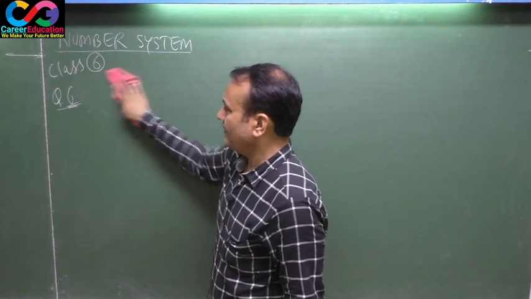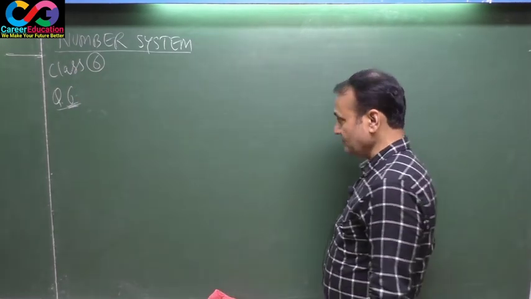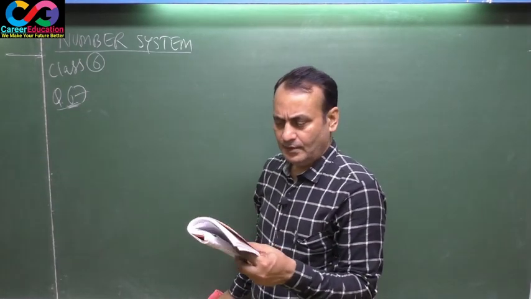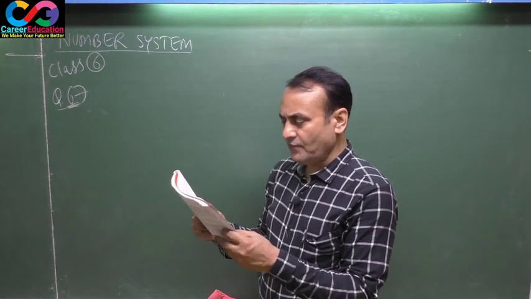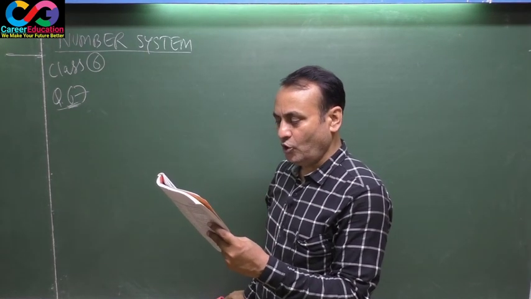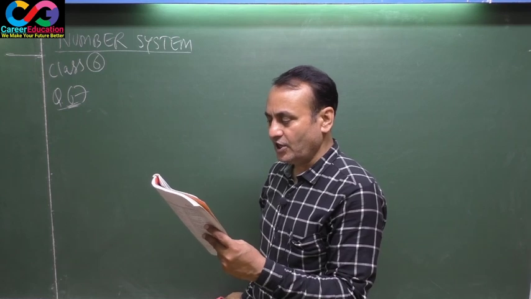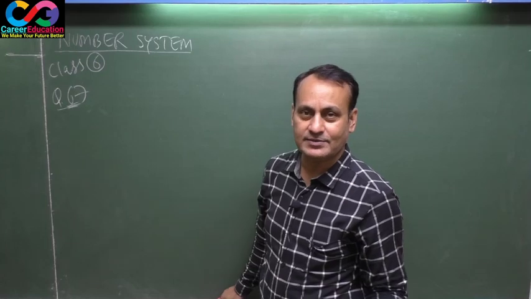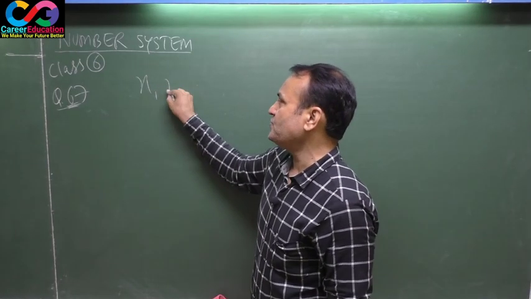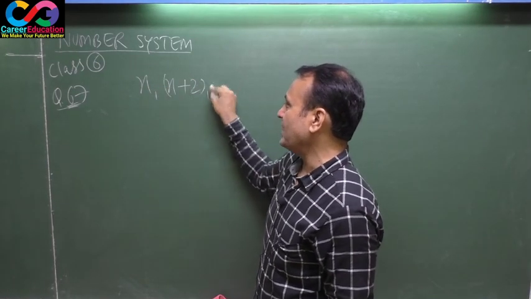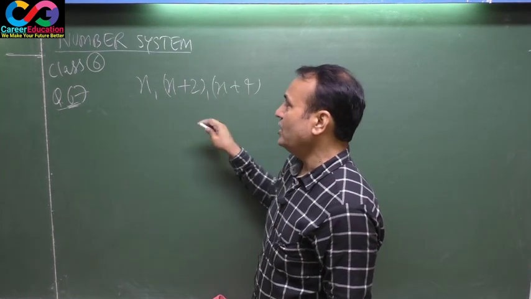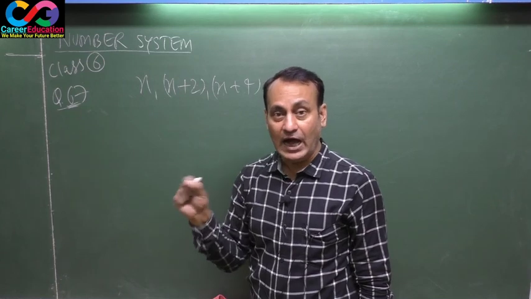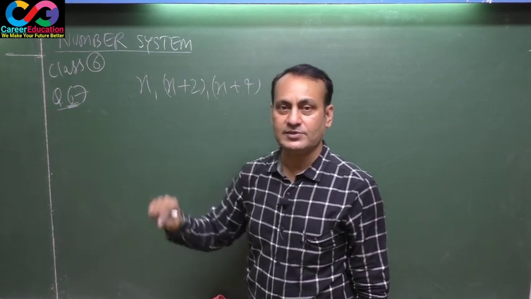See here, question number 67. The sum of the first two numbers of three consecutive odd numbers is 33 more than the third number. Firstly, you have to suppose three consecutive odd numbers. Three consecutive odd numbers means first be x, next be x plus 2, next be x plus 4. That means x, x plus 2, x plus 4 are three consecutive odd numbers.